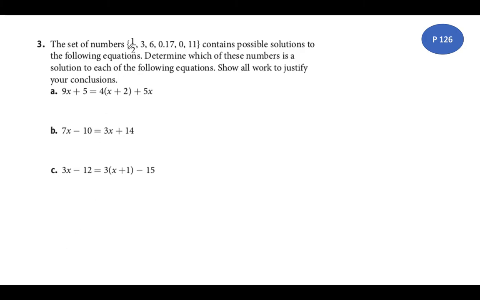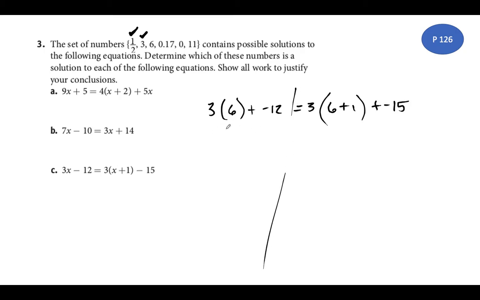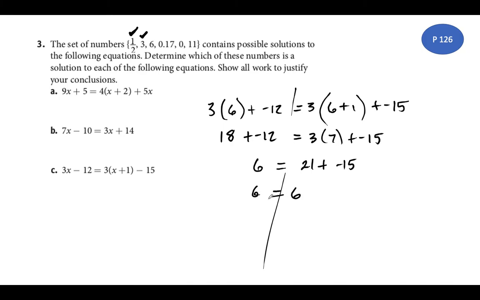Erase pen. Okay, so 1/2 totally worked. 3 totally worked. Trying 6. So 3, instead of times x, we're going to say times 6 plus negative 12 is equal to 3, instead of x, we're going to say 6 plus 1 plus negative 15. 3 times 6 is 18. I'm going to do what's in the parentheses. So 6 plus 1 is 7. 18 plus negative 12 is 6. 3 times 7 is 21. Plus negative 15 is 6. 6 also works? Are you kidding me?